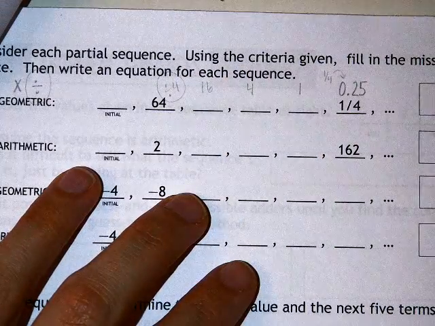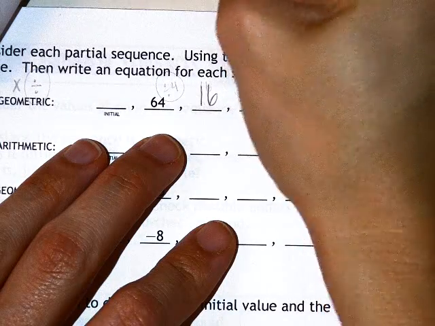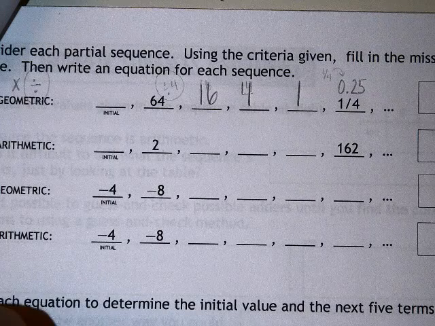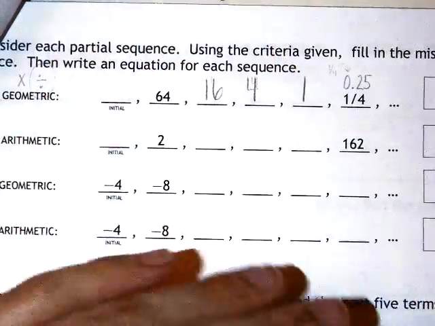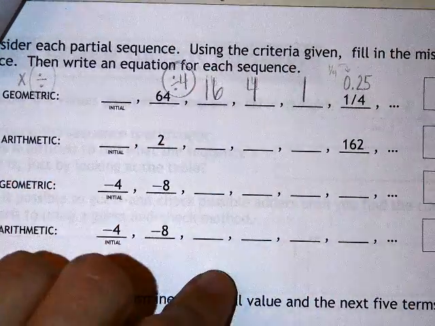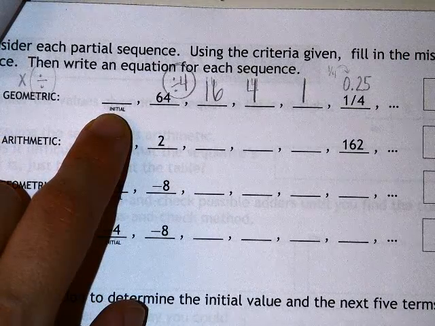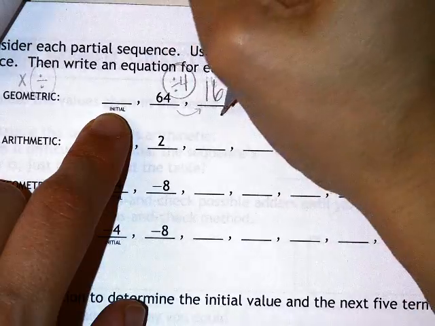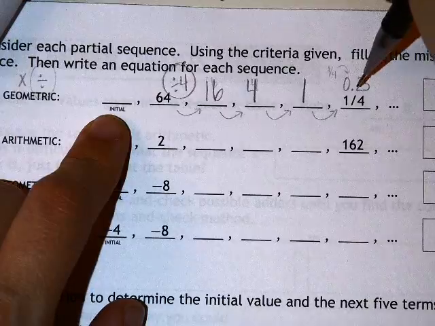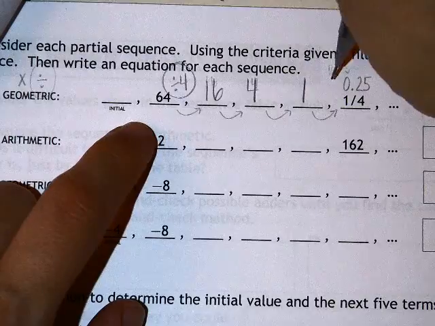I know that my pattern is dividing by 4, so I know for sure that these missing numbers are 16 and 4 and 1, and now I can be absolutely certain that I know the pattern. The pattern is for sure dividing by 4. Now, because I know the pattern is dividing by 4, that also tips me off about how to go backwards and get the initial value. Because if divide by 4, divide by 4, divide by 4, divide by 4 is how I can go forwards through the sequence, I can go backwards and do the opposite. The opposite of dividing by 4 is multiplying by 4.